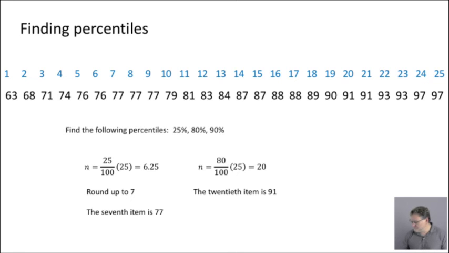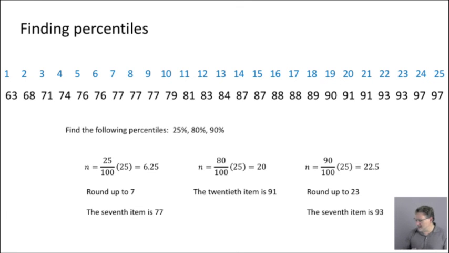And lastly, if we're finding the 90th percentile, 90 over 100 times 25 is 22.5. We round that up to 23, and the 23rd data item is 93. So the 90th percentile is 93. If you got a value of 93 on the exam, take heart, you got the 90th percentile on the exam.